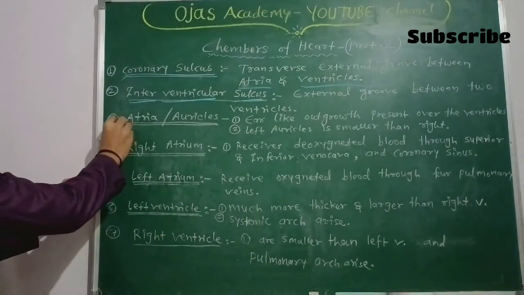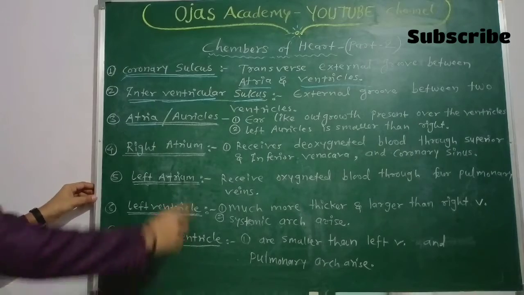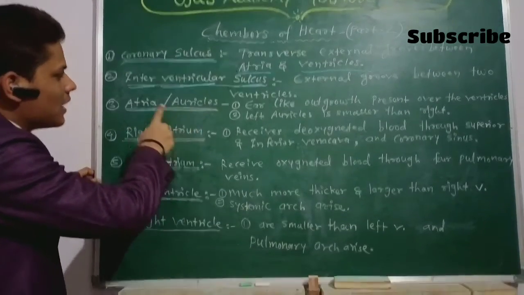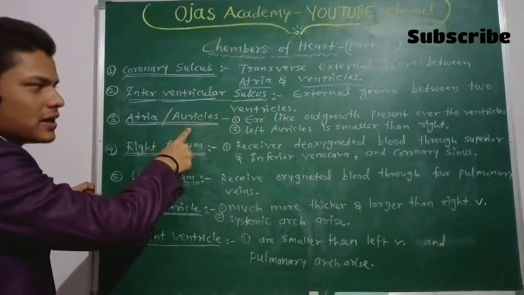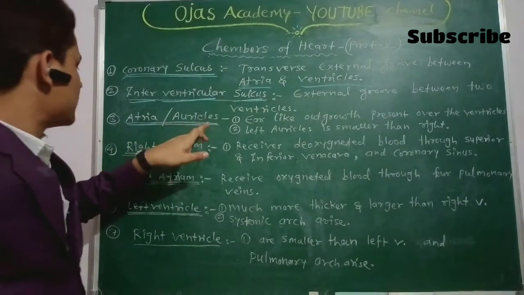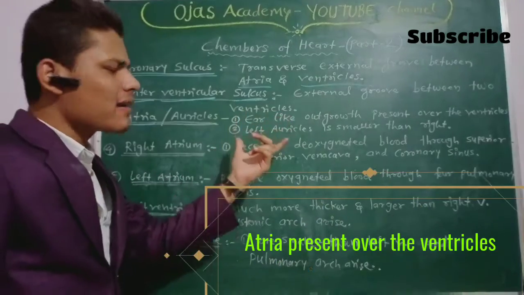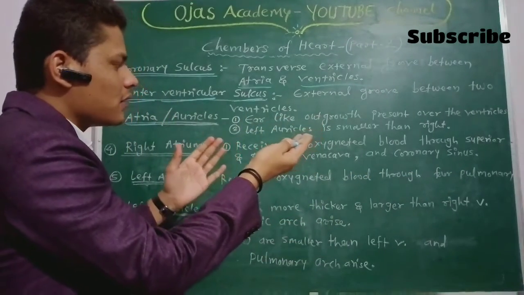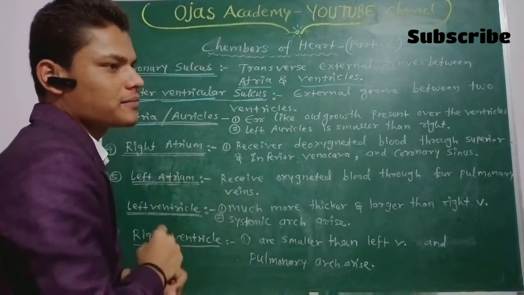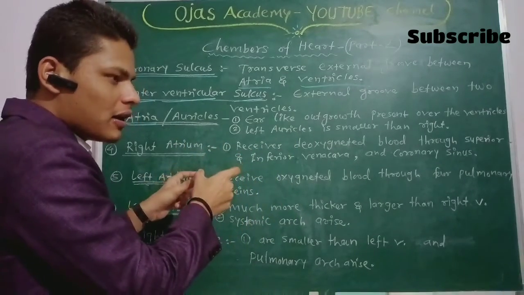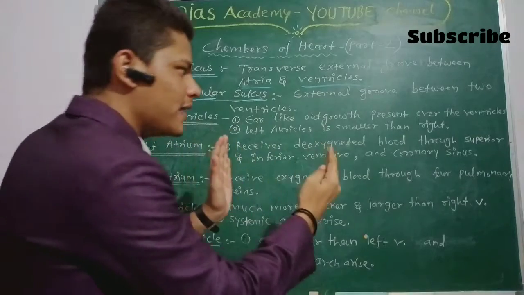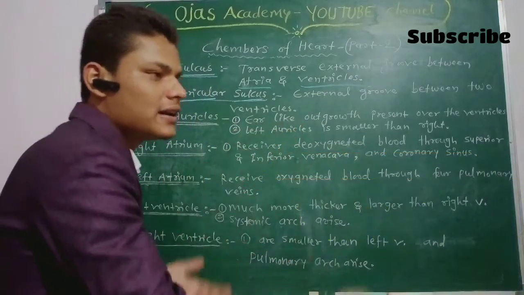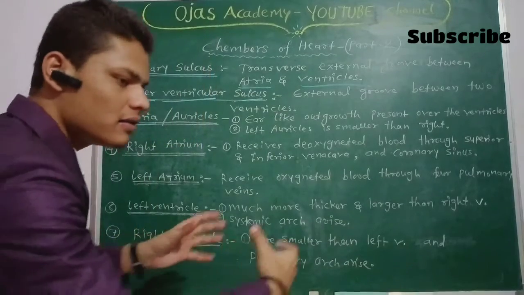Next point, atria. Atria are also called auricles. The auricle is an ear-like outgrowth present over the ventricles, and the left auricle is smaller than the right. It is an ear-like outgrowth present over the right ventricle and left ventricle.